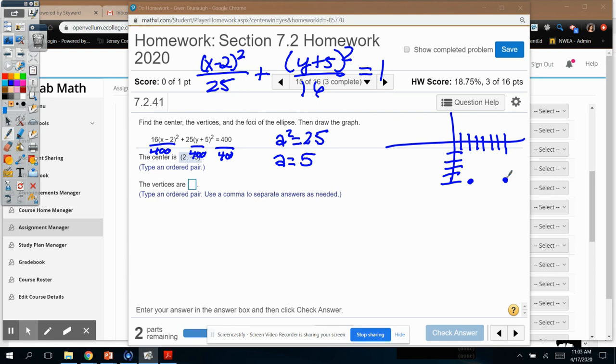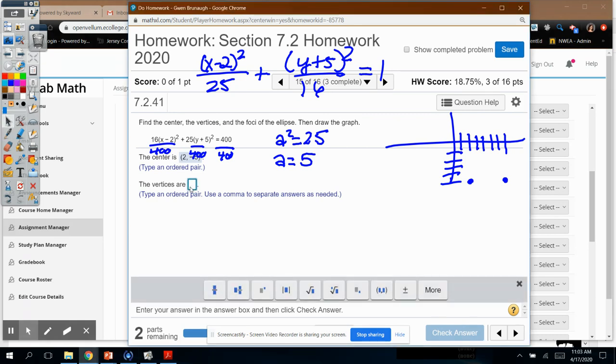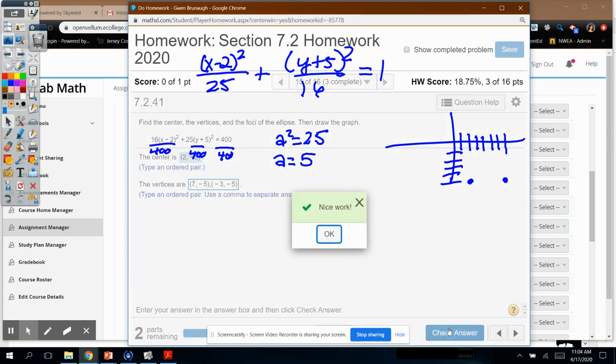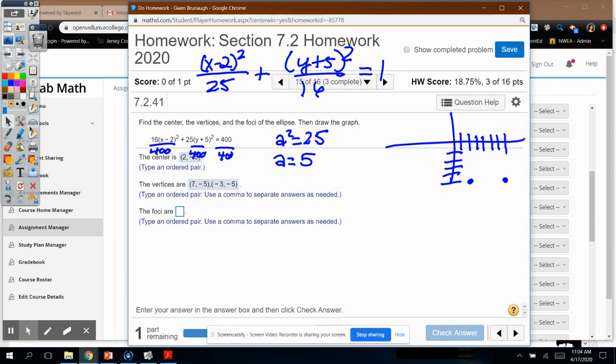So that's one of the vertices. I was at the 2 and I went 5 more, so I'm at 7, but I'm still down 5. So 7, -5. And then if I was at the 2 and I went to the left 5, that leaves me at -3, -5. Okay, I'm going to go ahead and put that dot there.